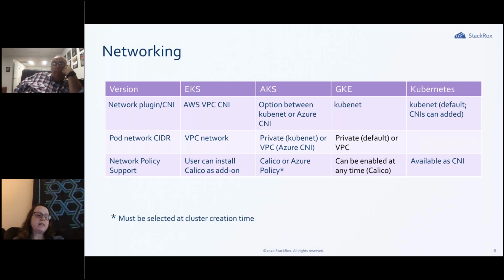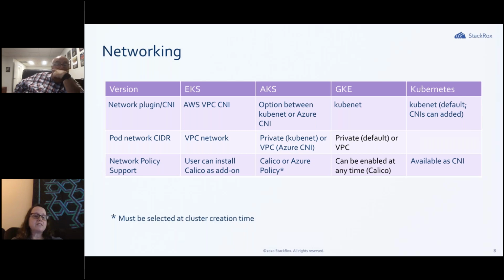So the network policy is the Kubernetes standard for, and they don't like using the word firewall, but it's basically your cluster firewall. So you can define what pods can talk to what services, what pods, and what IP addresses, and what IP addresses and other pods and services can talk to your containers.